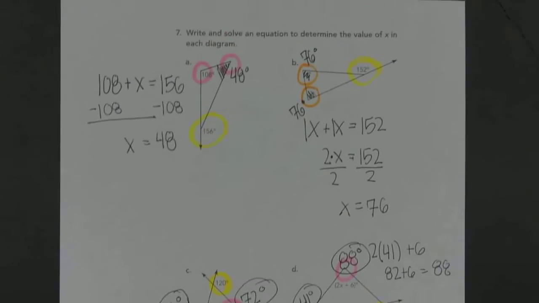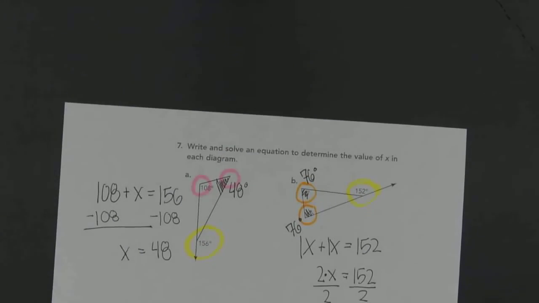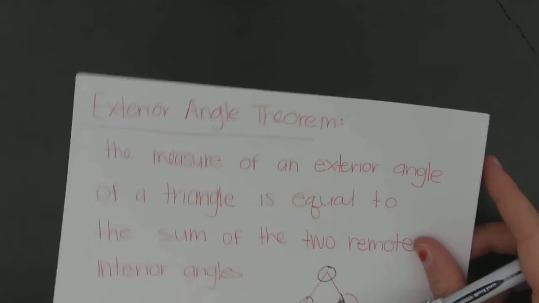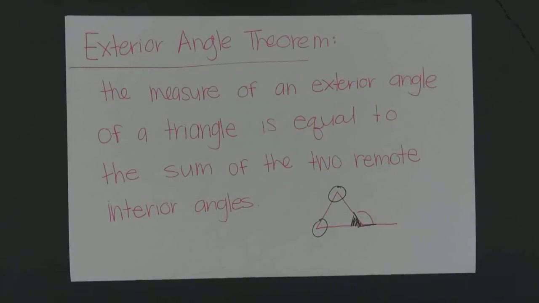Okay, again, this explains the exterior angle theorem, which tells me that the measure of an exterior angle of a triangle, that means an outside angle of a triangle, is equal to the sum of the two remote interior angles, or the two angles inside that are not touching it.